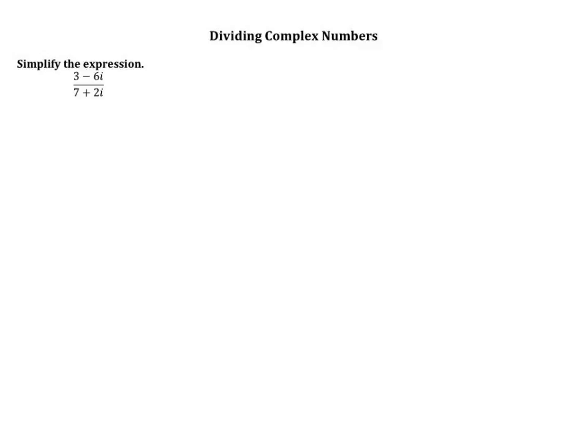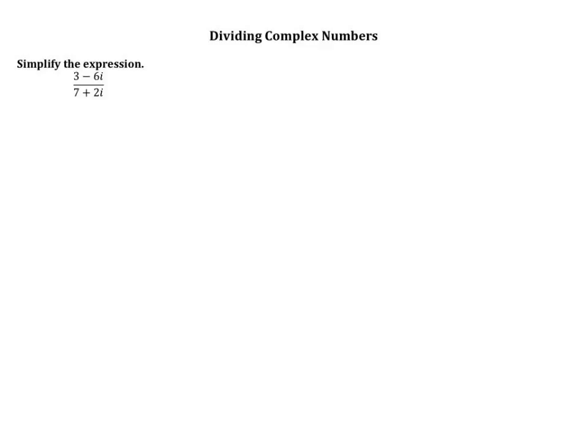In this lecture, we are going to talk about dividing complex numbers. We have 3 minus 6i divided by 7 plus 2i. In order to simplify this expression, you need to multiply by the conjugate.